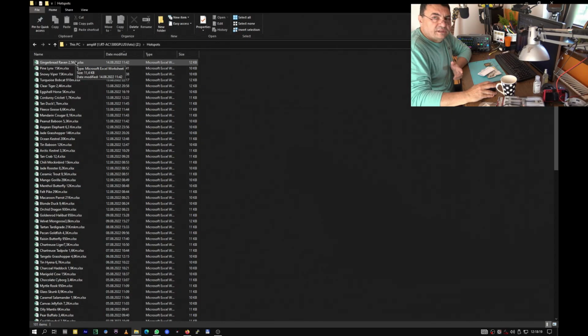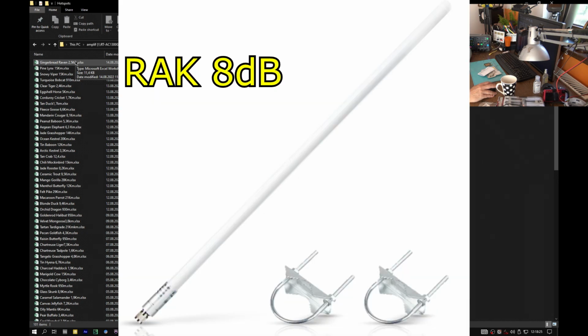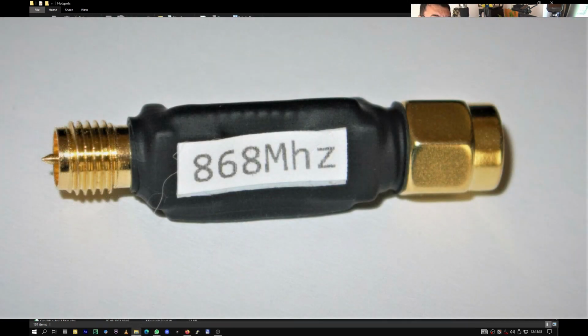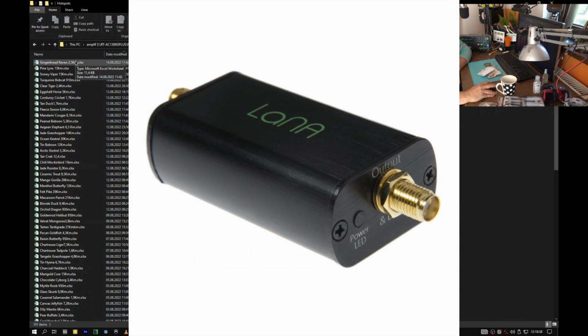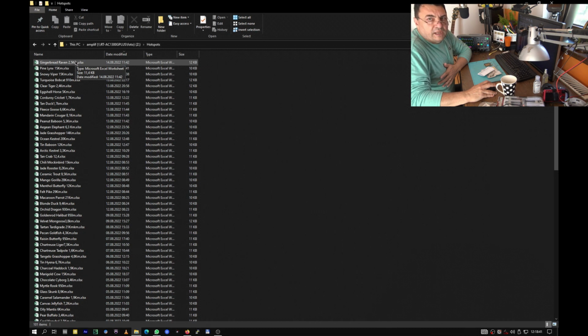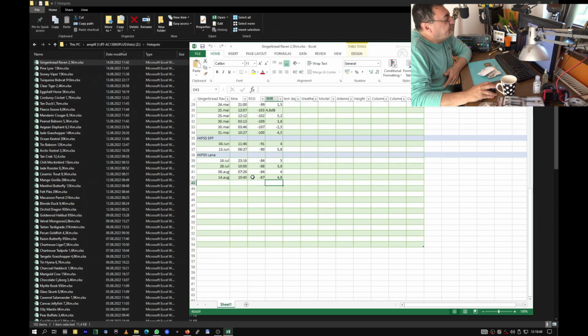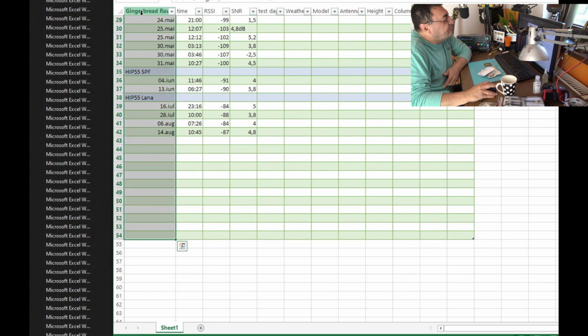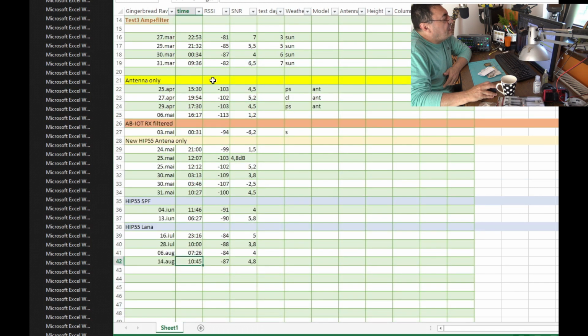And by the way, let's take a look at some of the signals I got in the last weeks. Of course, it's the same setup under the roof: an 8 dB rack antenna, a SAW filter, then a new ELEC LANA amplifier, and of course my old Helltech miner. Alright? So here's Gingerbread, 2.5 kilometers away. As you can see today, minus 87, plus 4.8.